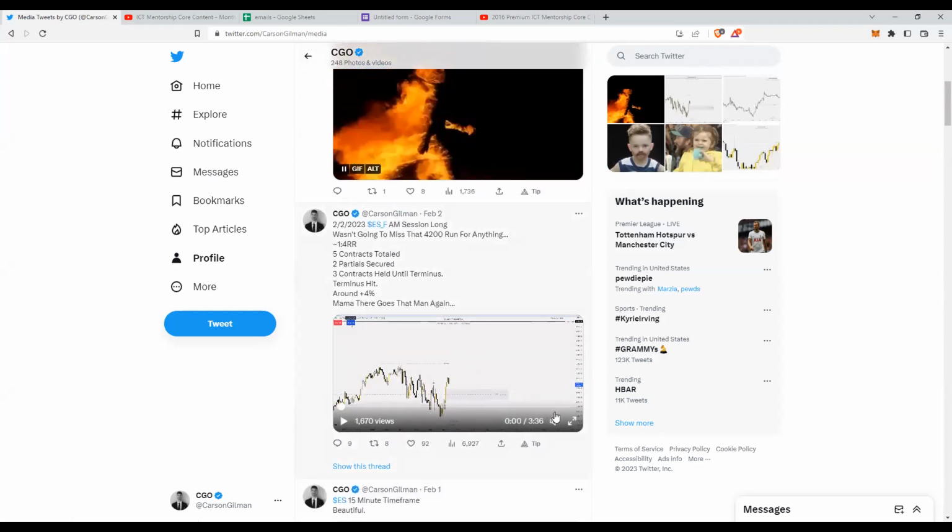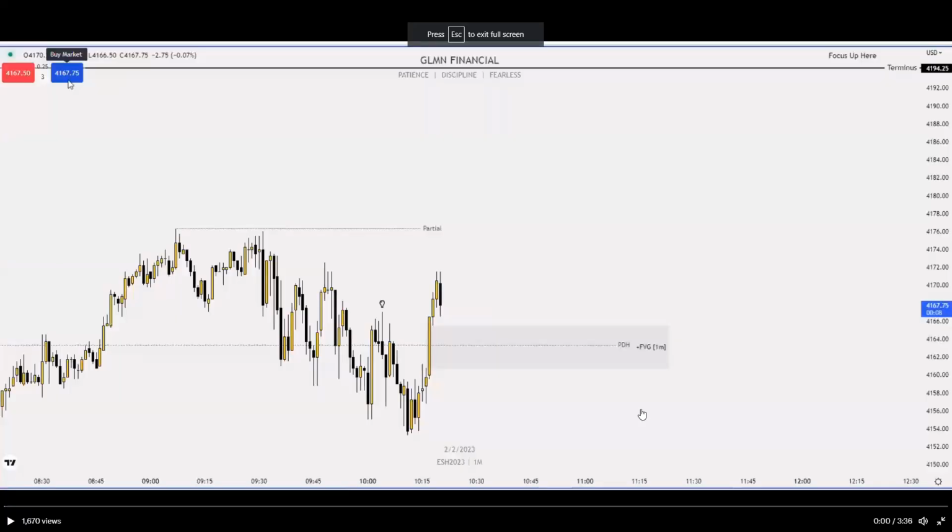Thursday I had this, which was the run into 4,200. So identifying that we have clear relative equal highs, identifying that we have a previous day's high fair value gap in here. And notice how I'm quick to, I didn't expect it to be an institutional order flow entry drill.